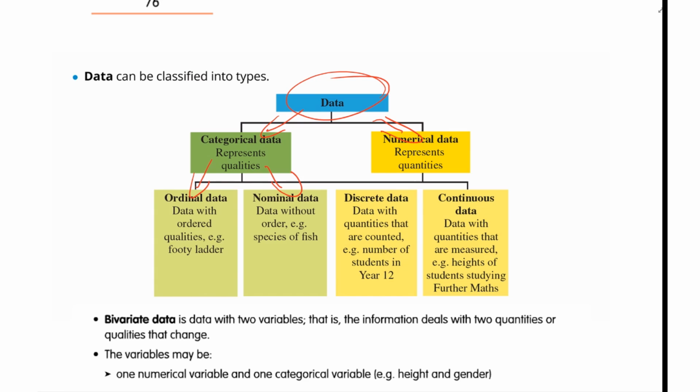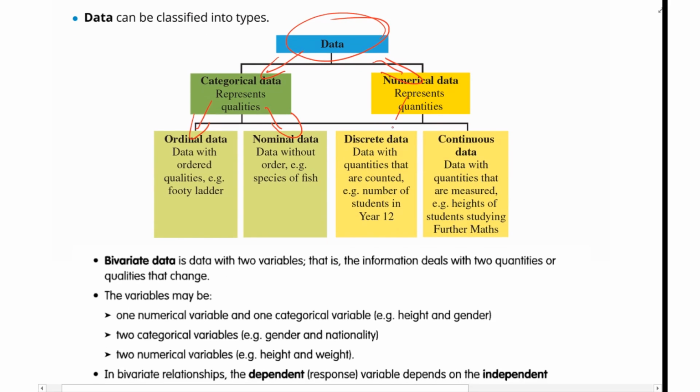It's data with ordered qualities. So a football ladder. If you get a survey, it says high, medium, low, or really bad, not so bad, neutral, good, very good. That's ordered. That's ordinal data. Nominal, there's no order to it. It's just what species of fish, or what color eyes you've got, what color hair you've got. That's nominal data.